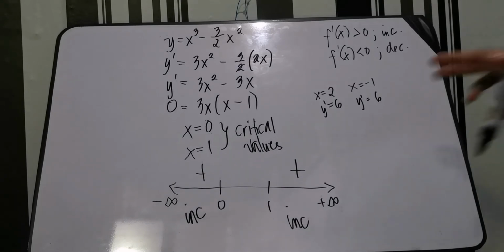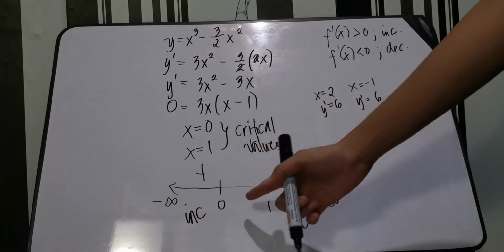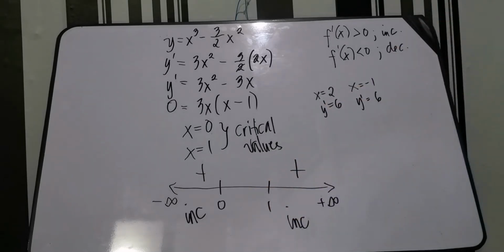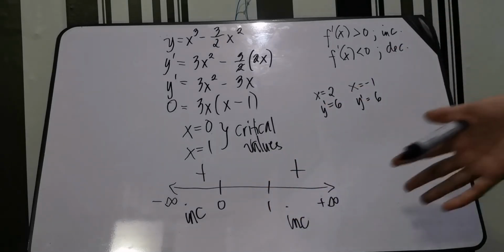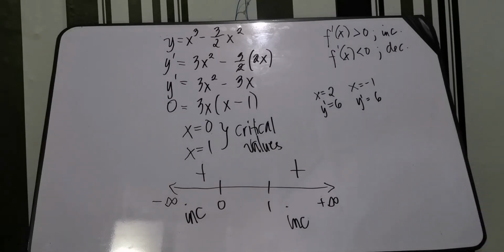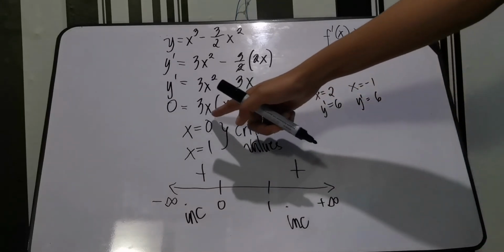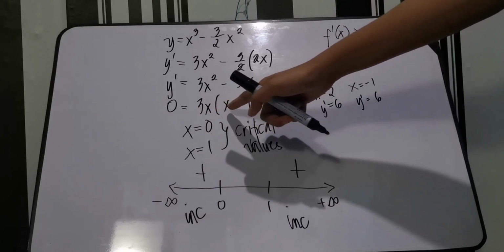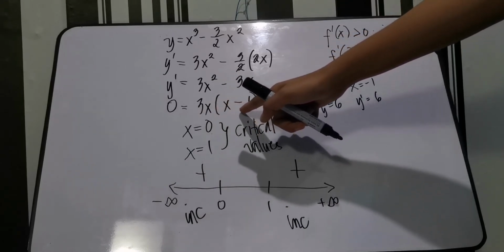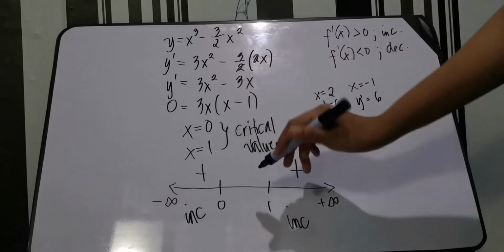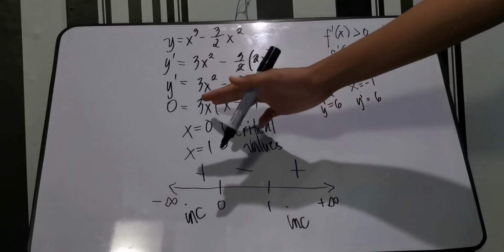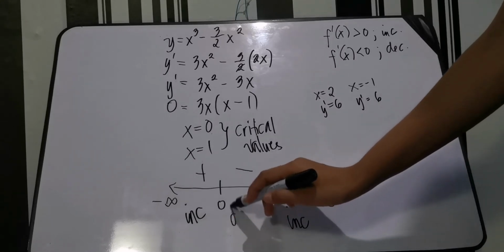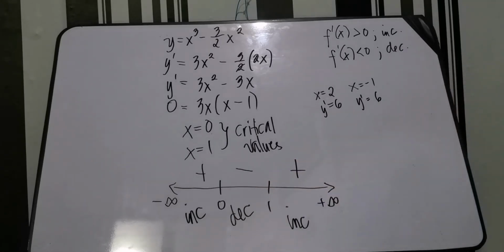How about this part? Between 0 and 1, let's think of a number between 0 and 1. Let's say it's 1 half. So let's substitute 1 half here. 3 times 1 half is 3 halves, times negative 1 half. So the answer is negative, because positive times negative is negative. Therefore, the function here is decreasing.